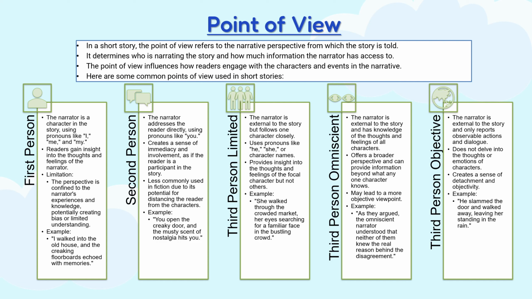Then we have third person limited. The narrator is external to the story but follows one character closely. It means that they are talking about a particular character, but only that character, not the whole thing. It uses pronouns like he or she or character names, and provides insight into the thoughts and feelings of the focal character but not others. So the focus is only on one character rather than everything.